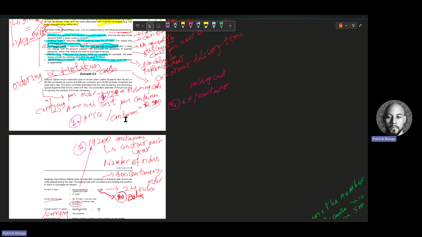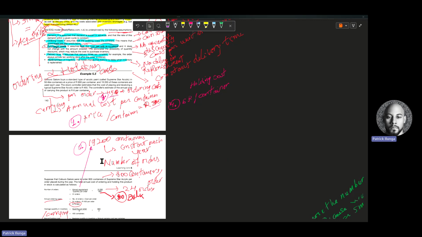The stock controller estimates that the cost of placing and receiving a typical Supreme Star acrylic order, so to order one container, is going to cost 450. So the ordering cost is 450. Number one here is the price. Sorry that it's not very clean, but I want to show you that number one, when you are reading, take notes. I can scribble quickly on my exam paper: number one is the price per container. The price is 800 Rand, and we know that.